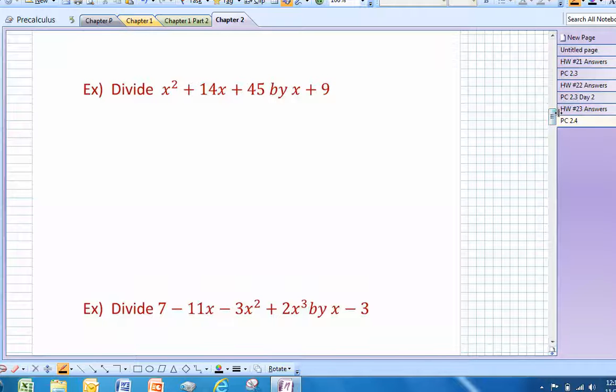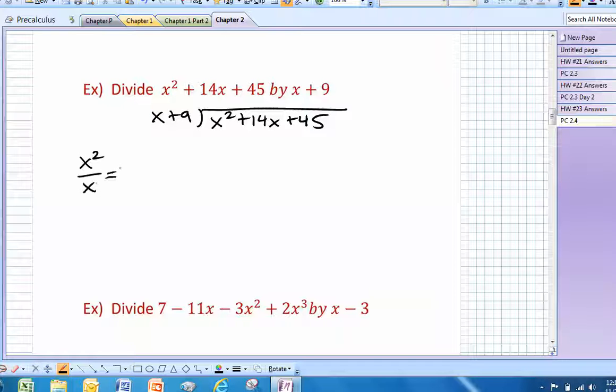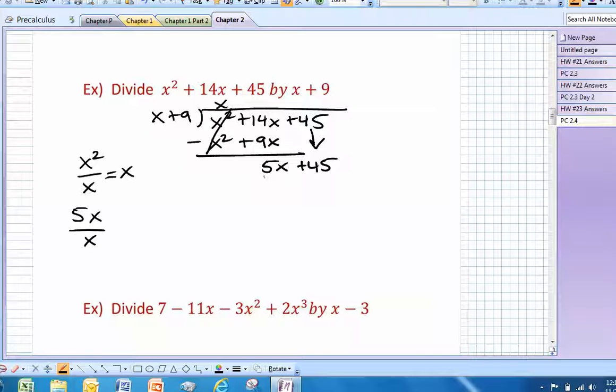So let's do one more here. X plus 9 divided by x squared plus 14x plus 45. So x squared divided by x gives me x. So then x times x is x squared. X times 9 is 9x. Then you're going to subtract. The x squared minus x squared is 0. 14 minus 9 is 5x. Bring down the 45.